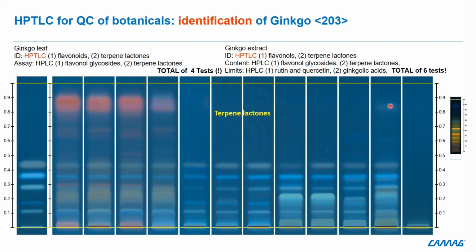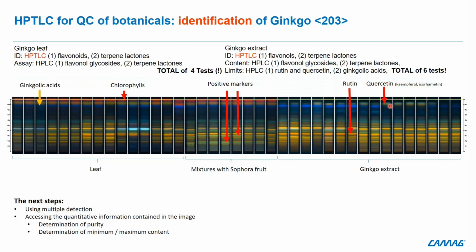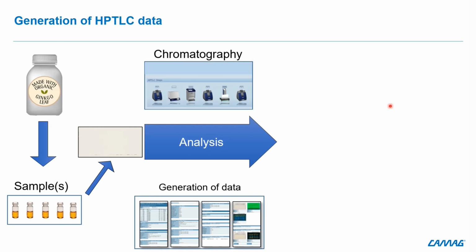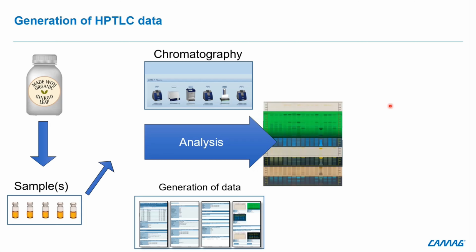So how to generate data in HPTLC? First, we extract a sample or several samples. We apply them and develop the plate. Then we detect the plate as many times as needed to gain information about the sample composition.